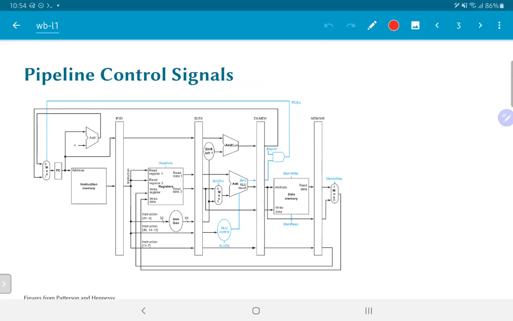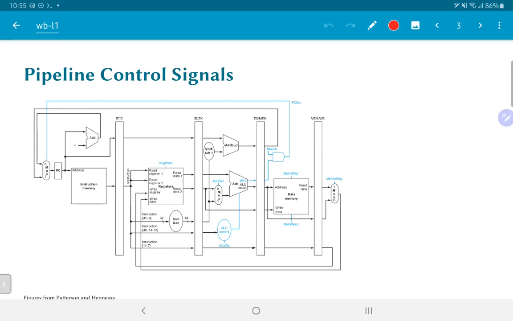PC source, mem read, and mem write are going to be used in the mem stage. The PC source will basically determine whether or not a branch is taken, but it means that at that point, the PC source value has been used and does not need to be propagated any further. And lastly, the mem to reg and the reg write signals are used in the write back stage because they are used in order to update the actual values of the register.